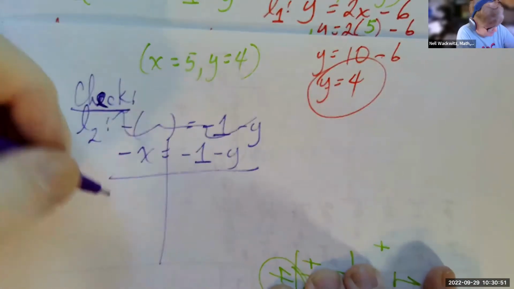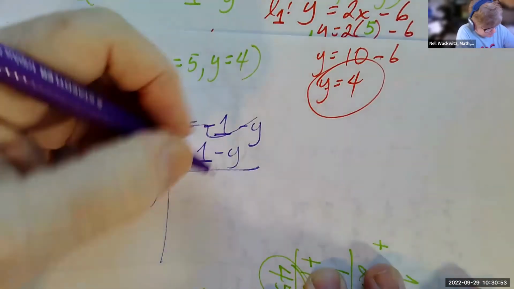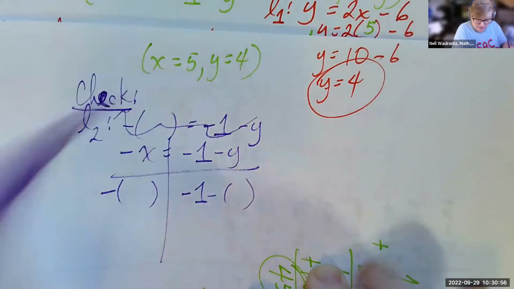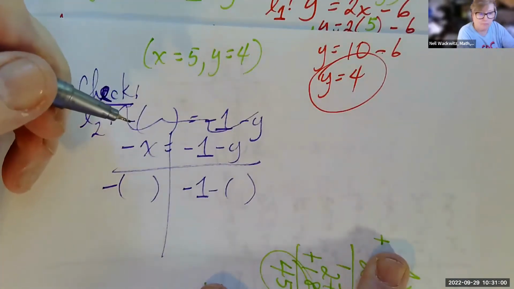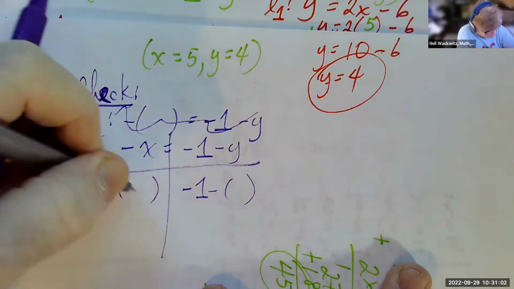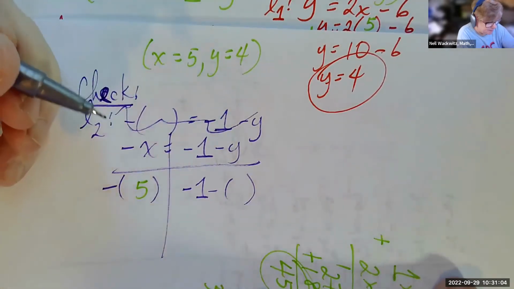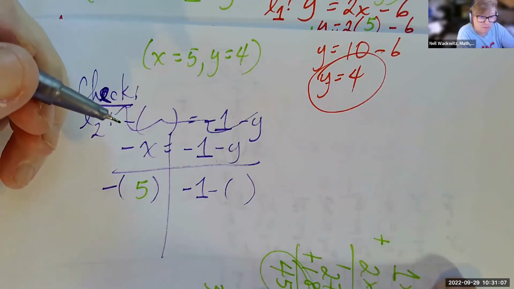Okay, and now we've got -x and then -1 minus y. And for x, we're filling in 5, and for y, we're filling in 4. It comes out as -5. Good.